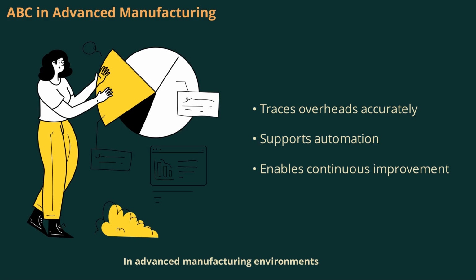In an advanced manufacturing environment, overheads often make up a large share of total cost. Activity-based costing provides more accurate product costing by tracing overheads to the activities that drive them. This is especially important as automation and technology shift cost structures from direct labor to indirect equipment and support costs. ABC enables better cost behavior assessment, continuous improvement, and more informed decision-making.